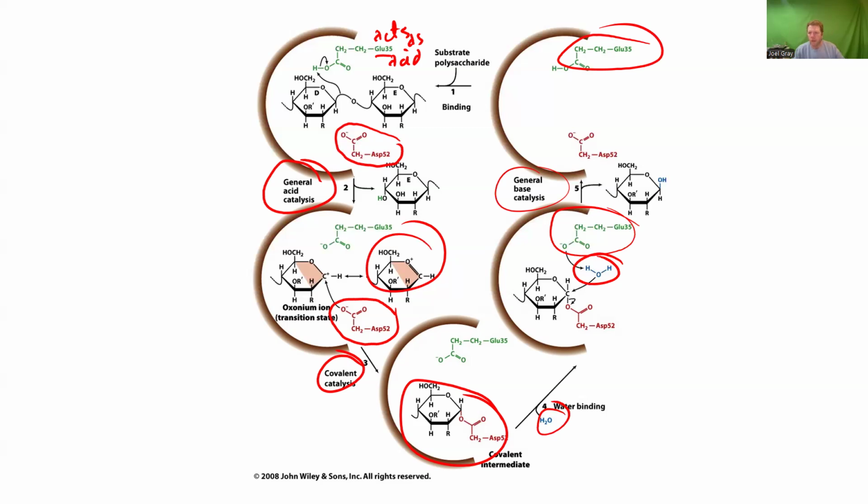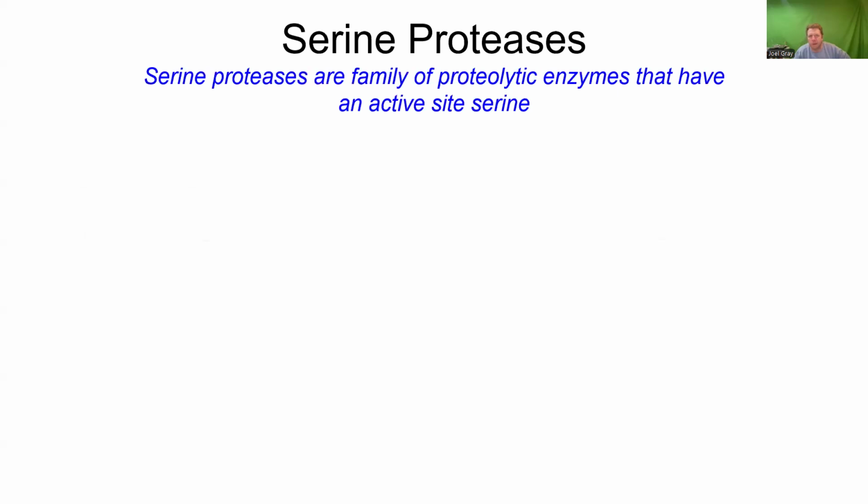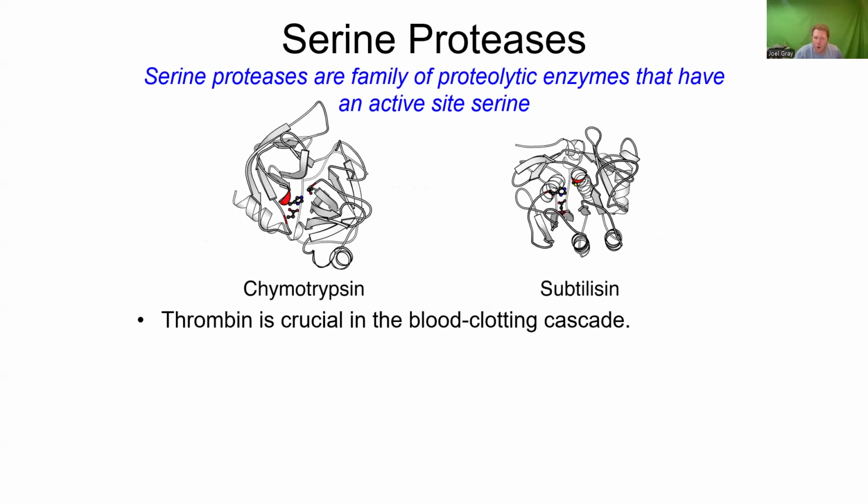All right. Now, I'm going to go into a little bit more about proteases. Proteases, as I said, are proteins that cut proteins. They're enzymes that cut proteins. They cut peptide bonds. You need at least a dipeptide to do it. Serine proteases, what do they have? They have a serine in the active site. We saw the serine in our chymotrypsin example where it formed the covalent bond. Chymotrypsin and subtilisin are two examples of serine proteases. Thrombin is an enzyme involved in clotting.